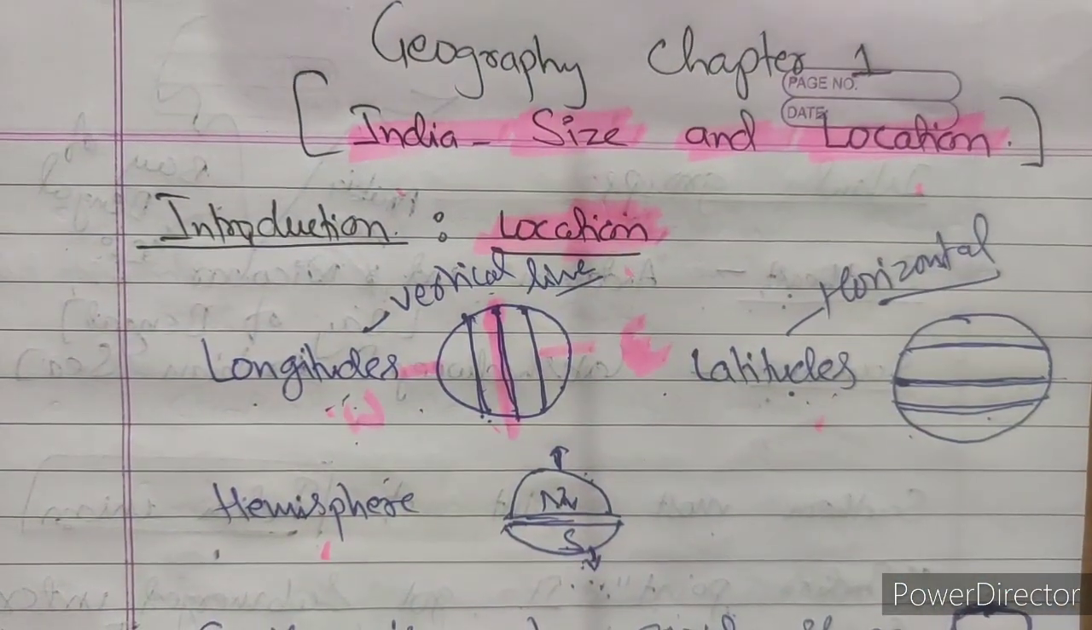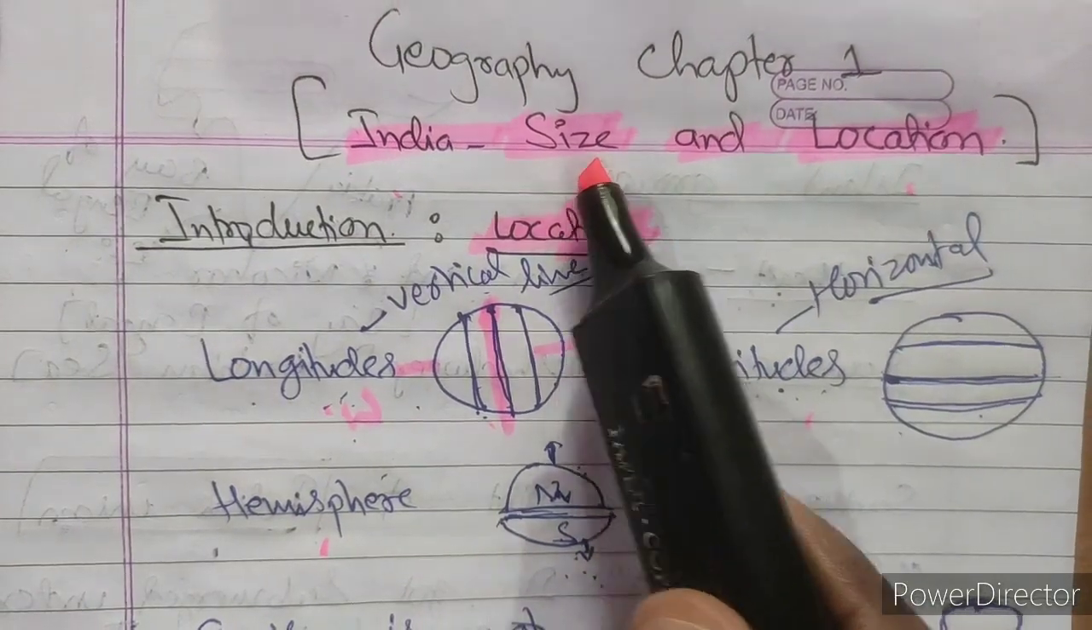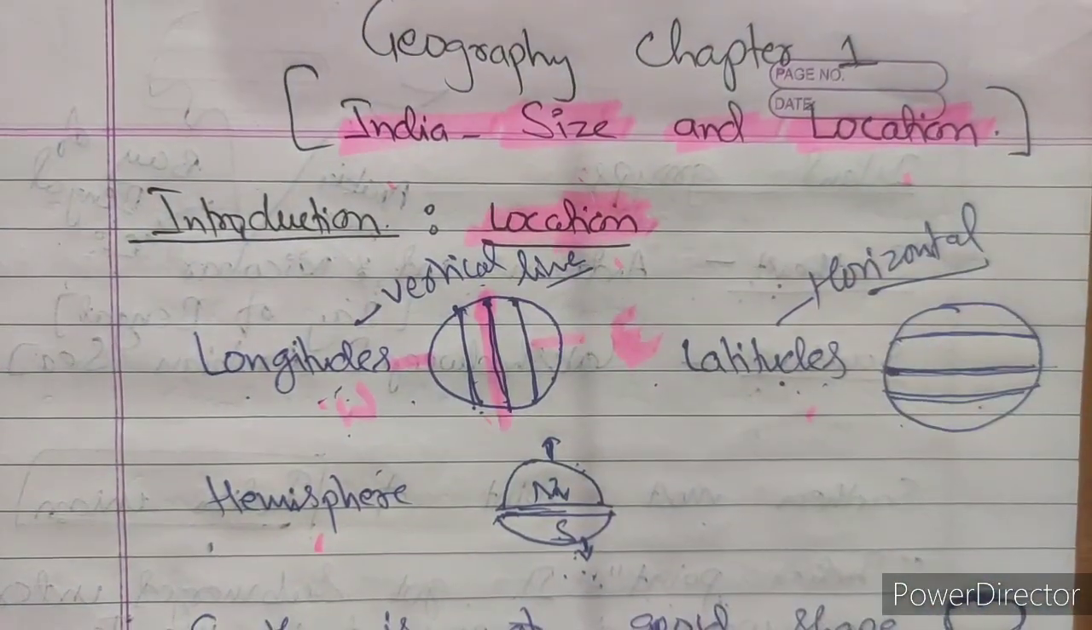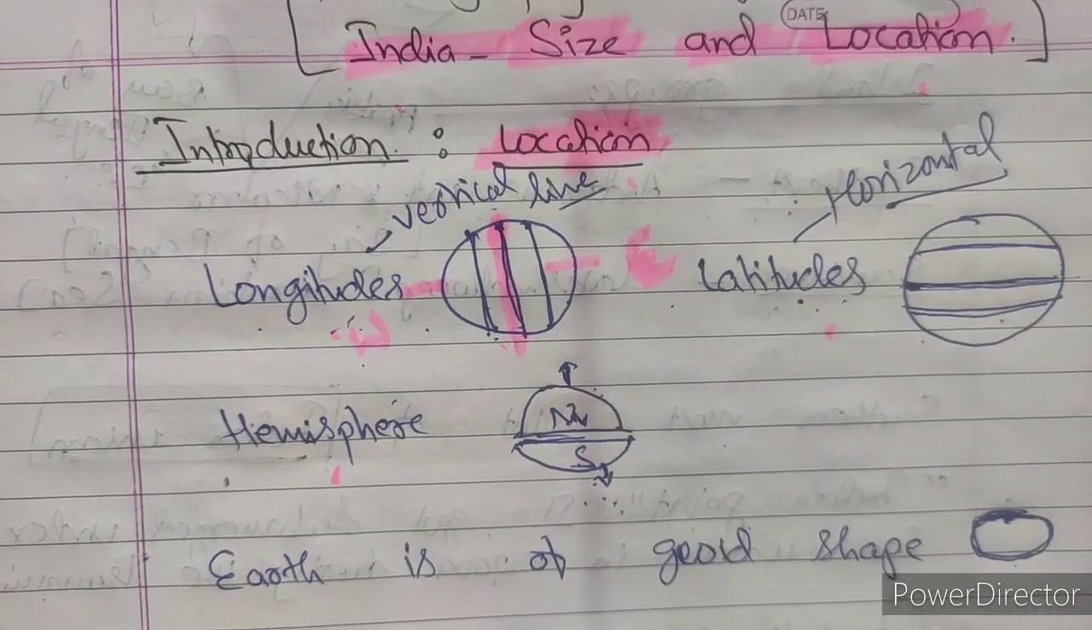The whole chapter is divided into two main parts: one, the size of India, and second, the location. First we will start with the location of India.